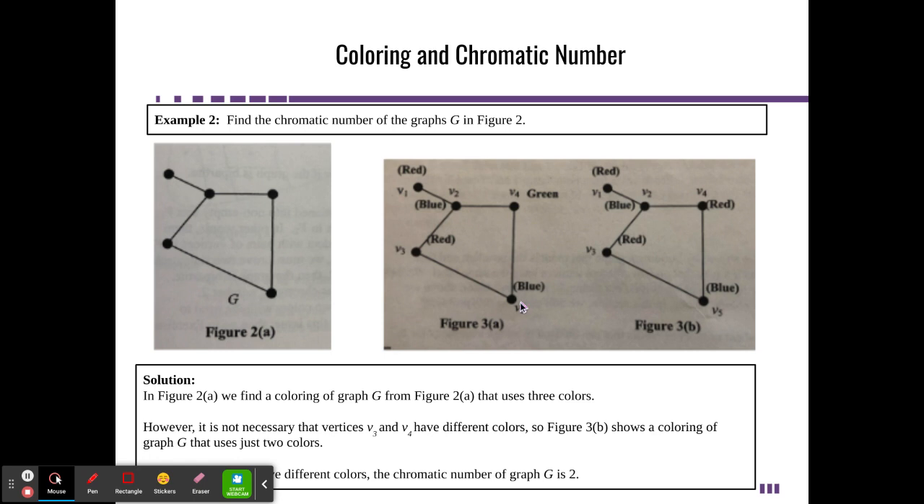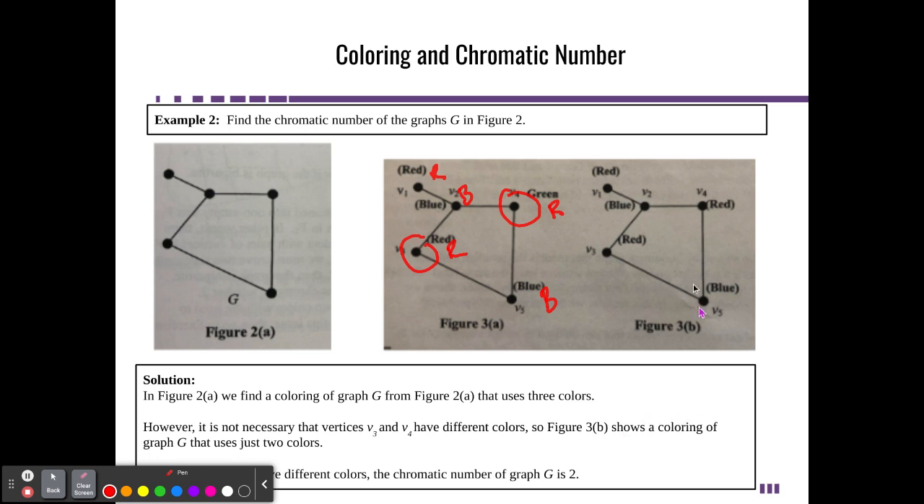But then we realized that, wait a second, it's not necessary for vertices 3 and 4 to have different colors because they're not adjacent. And since they're not adjacent, they can have the same color. So if we started with red and then went to blue, we could go back to red on both of those and then go back to blue.